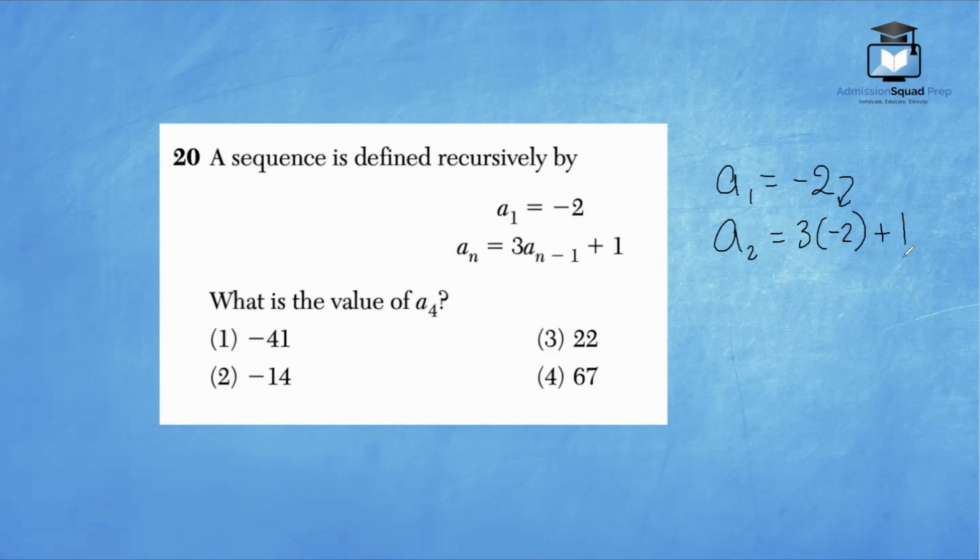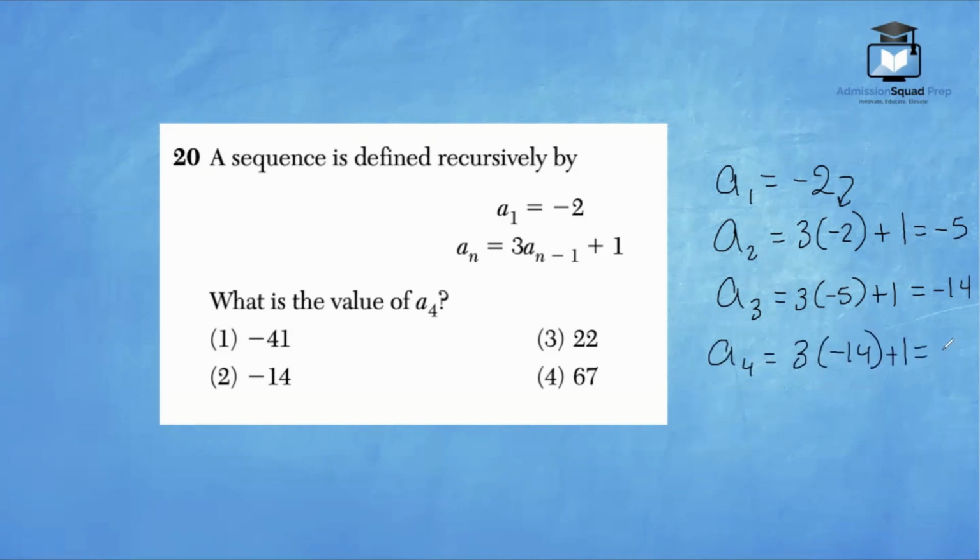3 times negative 2 plus 1 gives us negative 5. A sub 3 equals 3 times negative 5 plus 1, which is negative 14. And finally, A sub 4 equals 3 times negative 14 plus 1 equals negative 41. So answer choice 1 is the correct answer.